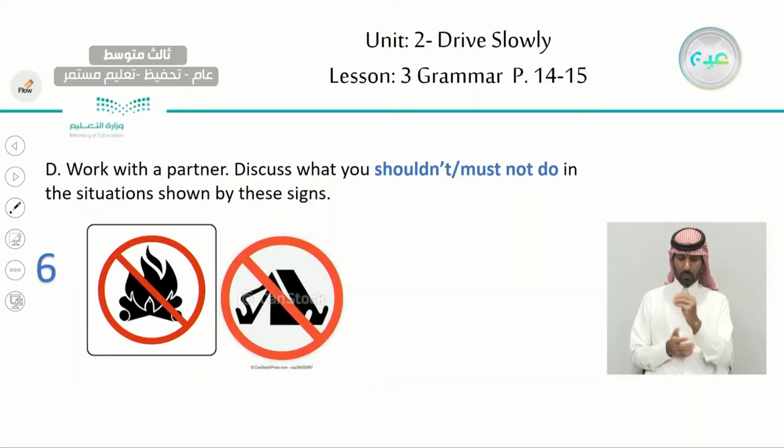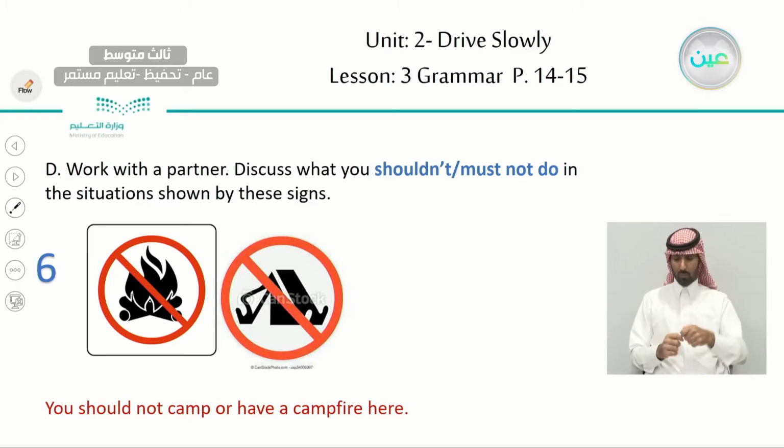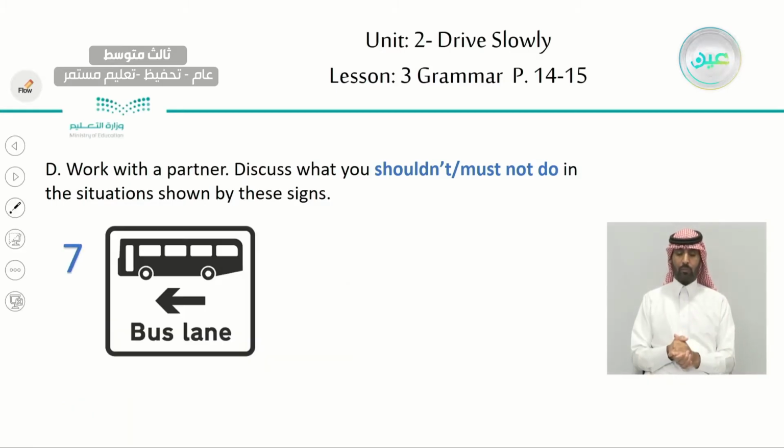Okay? Picture 6, we have 2 signs on the tree. They hang them there. We have a picture of fire and a picture of a tent. So here, what do we understand if we see a fire and a tent? You must not or you shouldn't camp or have a campfire here. You should not camp or have a campfire here. Picture 7, we have a bus lane.